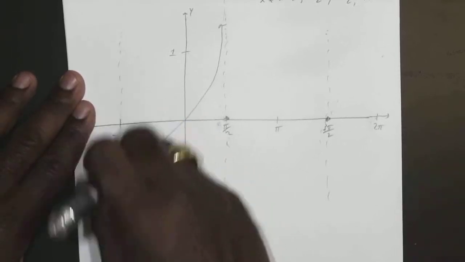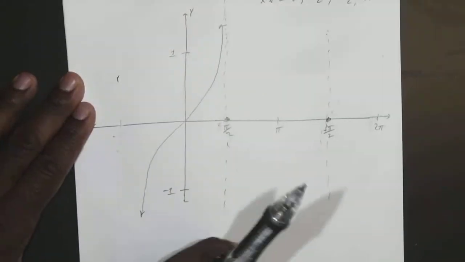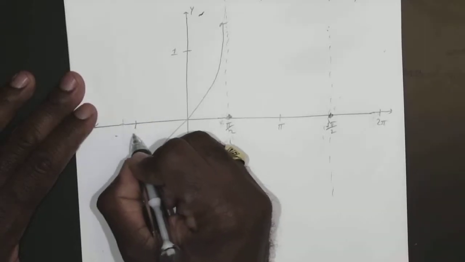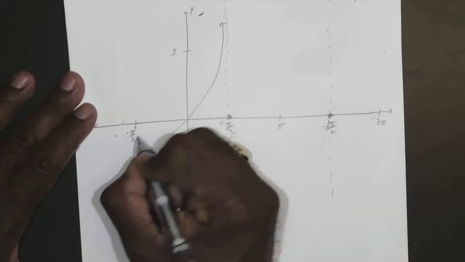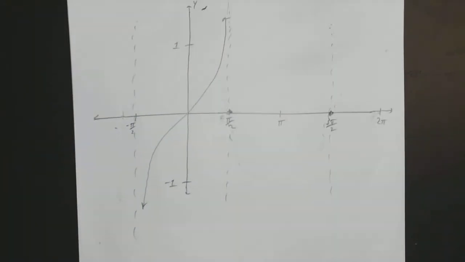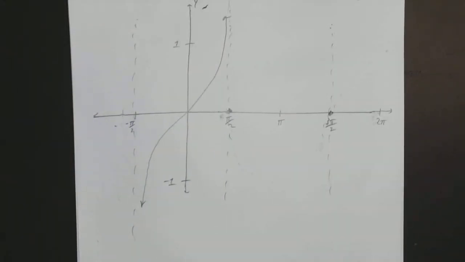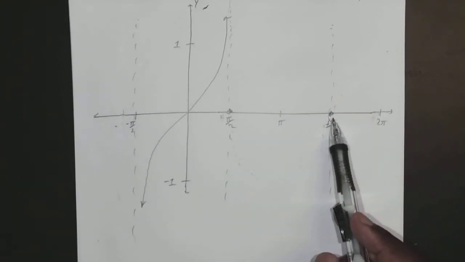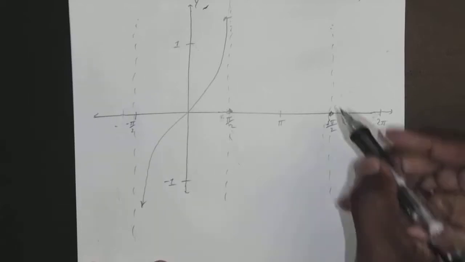Let me move this over so it's a little more symmetric. Okay, so make that negative pi over 2, and there we go. And it does the same thing between pi over 2 and 3 pi over 2. It can't equal 3 pi over 2, but it can get really, really close.